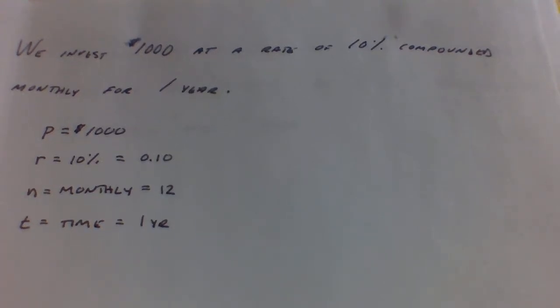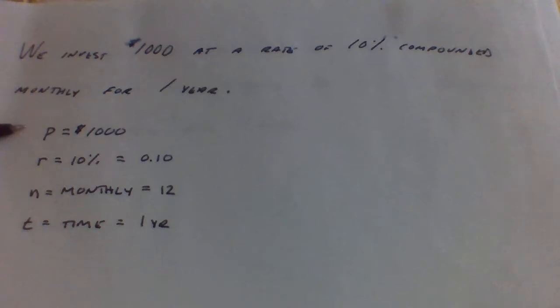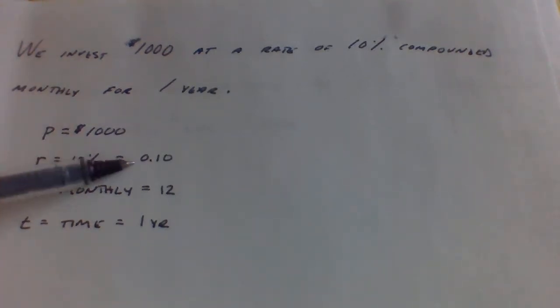We're going to be investing $1,000. So our value for P is 1,000. Our interest rate is 10%, and we want to make sure we write that as a decimal. 10% written as a decimal is 0.10.